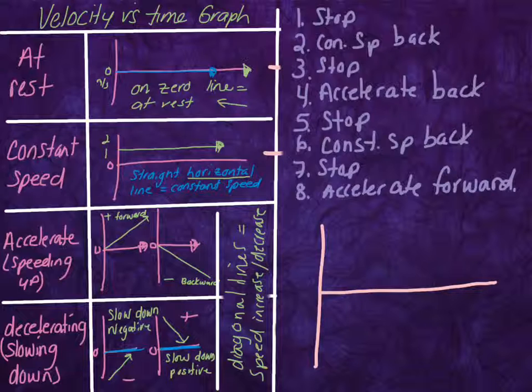All right, so it says stop, which means at rest. At rest is on the 0 line. Okay, so I'm going to start off on my 0 line. Okay, and then it says constant speed back. Here's our constant speed, which is a flat line, and we know that that would be down here. This is the back area, so we're going to go down, and then we're going a constant speed back. Okay, now we're supposed to stop it, and so we're going to have a straight line up, and then it's going to be flat line on the 0 line because that means at rest.